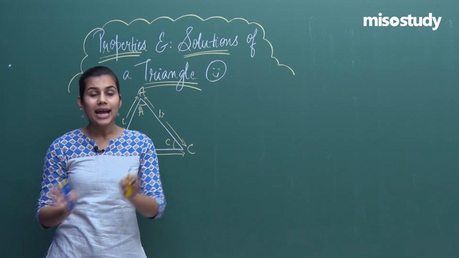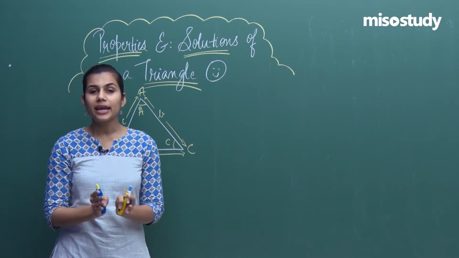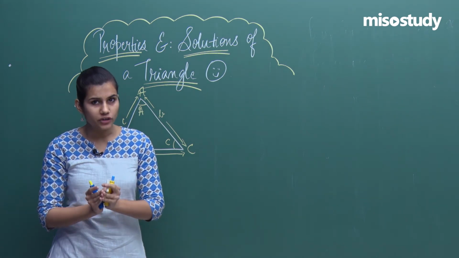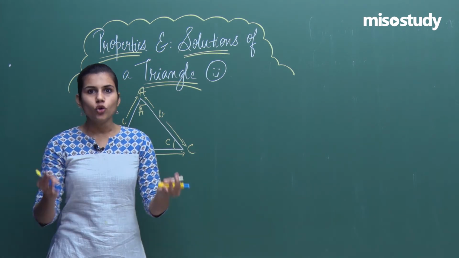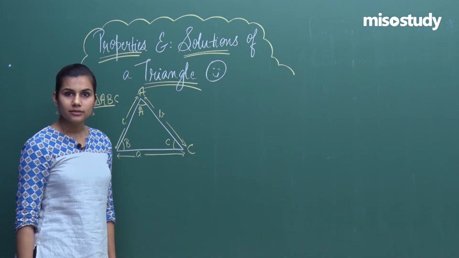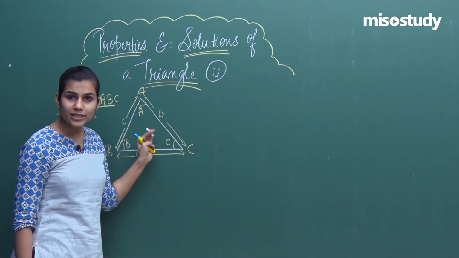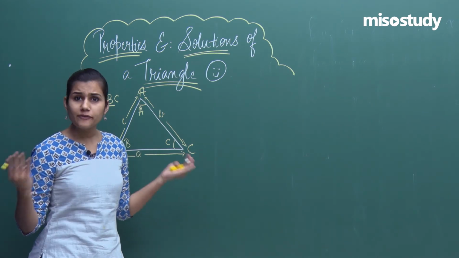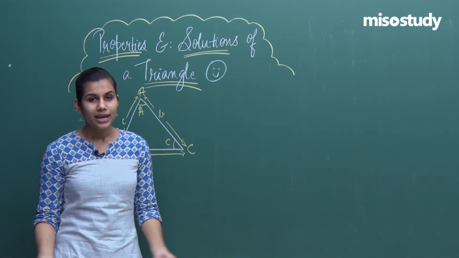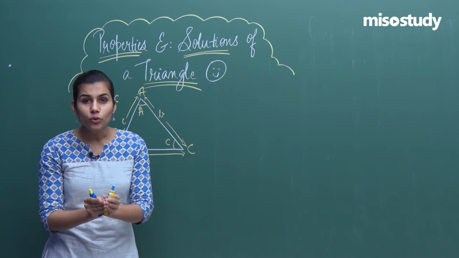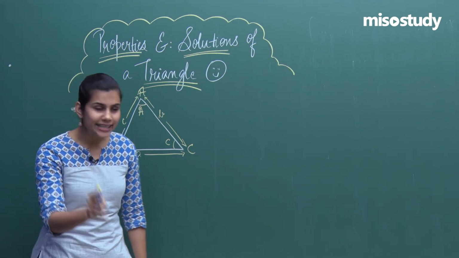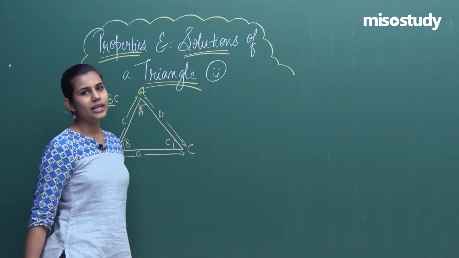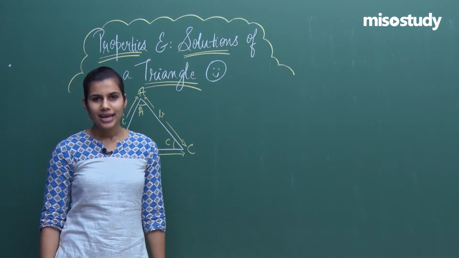3 sides and 3 angles together make up the 6 components of a triangle. If you know all these 6 components, you will be able to draw the triangle. That means if you know all 6 components of a triangle, you know everything about a triangle. And that means, in order to bring a triangle into existence, you need these 6 components.